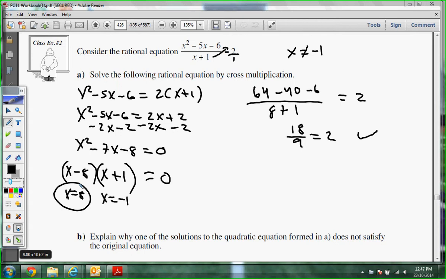Okay, so let's try negative 1 real quick. So negative 1 squared is 1. Negative 1 times 5 is positive 5. And then minus 6. Ooh, that's correct. Negative 1 plus 1, as Sarah just pointed out, is 0 over 0, which is still not good. So we reject this one, and it's our non-permissible.